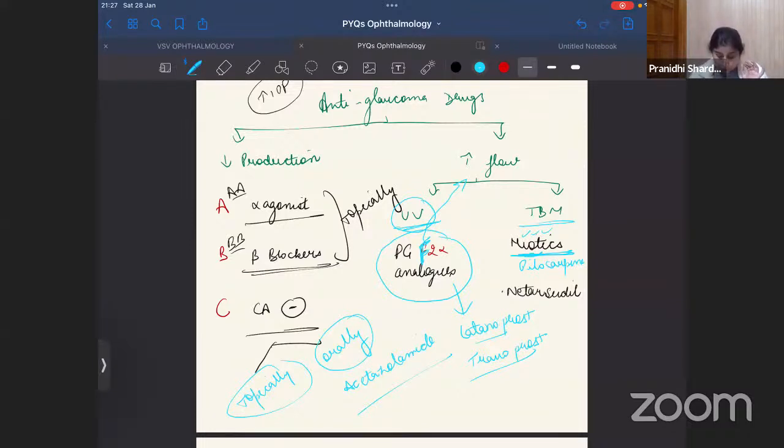Now, two things to learn, just for revision, is the drug of choice. The drug of choice in open angle glaucoma are PG analogs, latanoprost and travoprost. They are the drug of choice in open angle glaucoma.